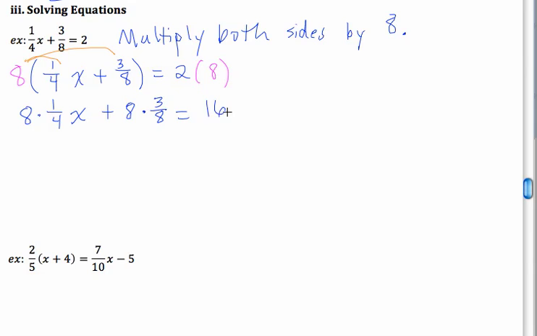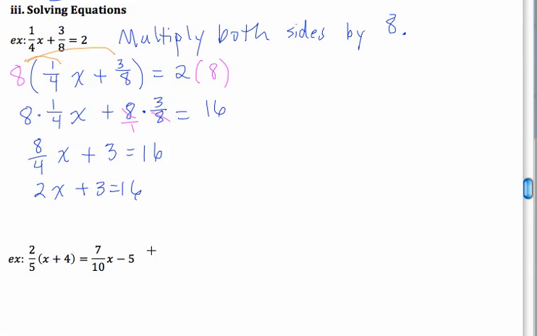So if it helps you simplify, let's look at this one first. 8 times 3/8, the 8's cancel. If it helps you, write this 8 as 8 over 1, and then maybe it's more clear that you multiply numerators and you multiply denominators. So the 8's cancel, and you're left with just 3. So that fraction went away, which is good. 8 times a fourth means 8/4, which is 2. Okay, so we have 2x plus 3 equals 16. And now it's a really simple linear equation that you can solve.